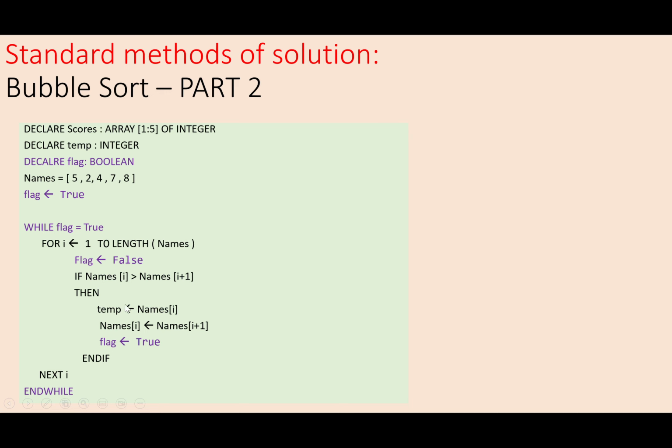So if we do a swap, we know that we might not be fully in order yet, so we set it to true. That means the while loop's going to keep going. So we set it to false, and if we go through the array and we don't get any swaps, so if they're all in the right order, the flag won't get set to true, so the loop will stop.